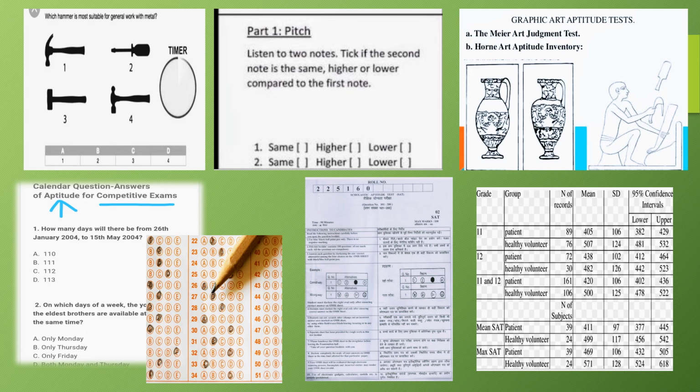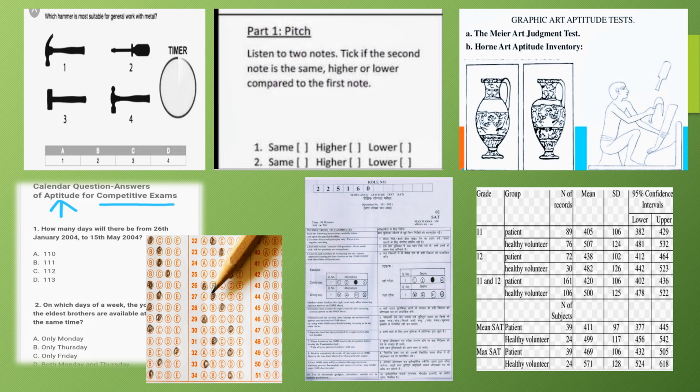Okay, the next one here is professional aptitude test. So here, for example, if any one of you sit for UPSC exam or bank exam, you will mostly find this kind of calendar question answer of aptitude for competitive exam. How many days will there be from 26 January 2004 to 15 May 2004? So you will find out and read it, and then the moment you find out, you will have to tick in this. Okay, so this is professional aptitude test.